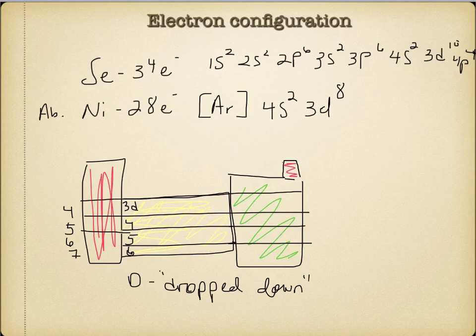So when you're filling the orbitals and drawing up your electron configuration, make sure that you say 4s2, 3d10, 4p6, and then when you come back around, you can say 5s2, 4d10. Just drop it down. So if we get that, then we should be good.